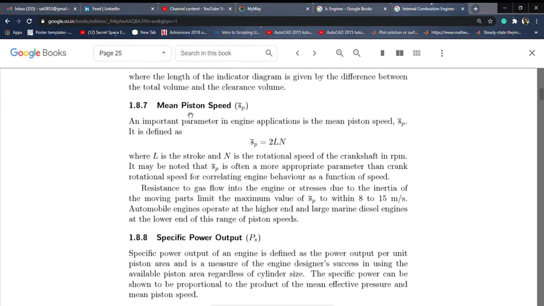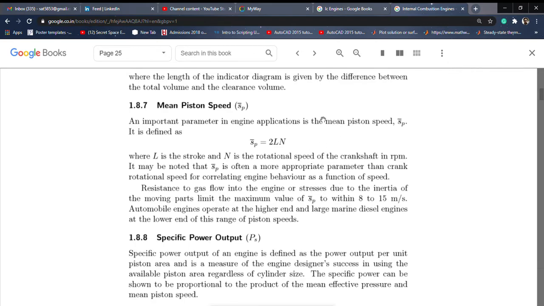The next is the mean piston speed. Why is mean piston speed discussed here? Mean piston speed is a very important parameter for design calculations. We can't increase the piston speed beyond a limit, because the piston material will be subjected to some stress and forces, so there is a constraint on the engine speed. An important parameter in engine application is the mean piston speed, and it is defined by 2 times length of stroke times rpm, because in one revolution of the crankshaft there are two strokes.